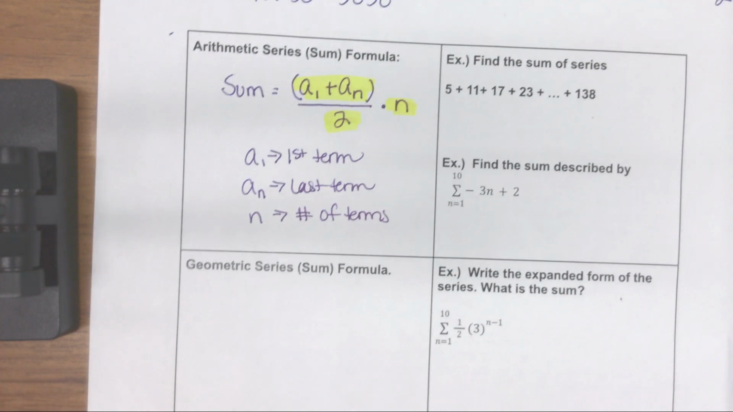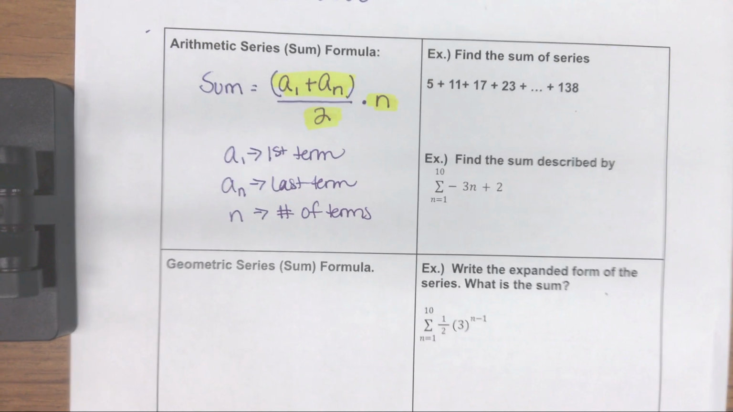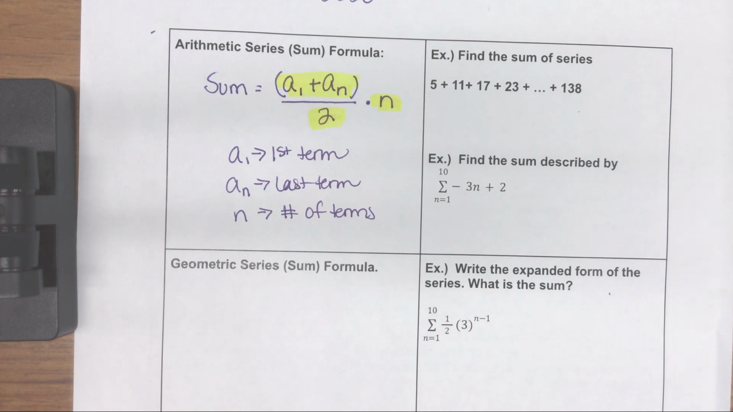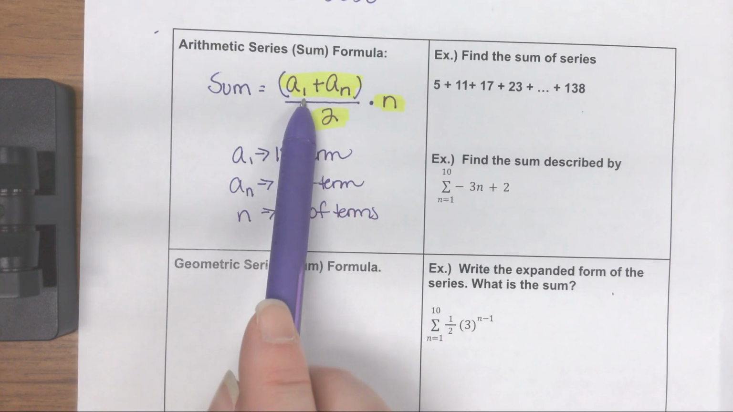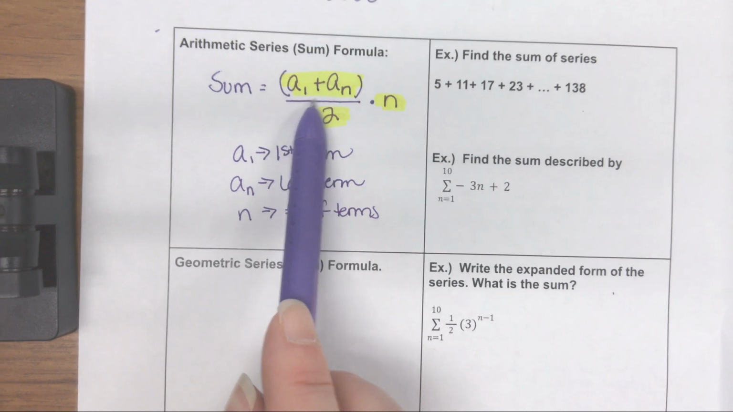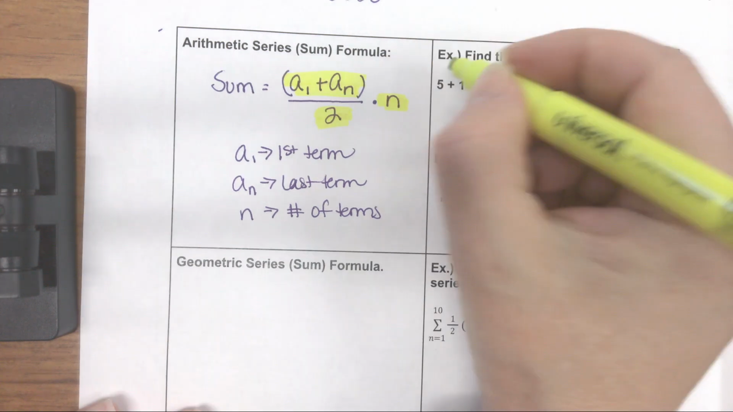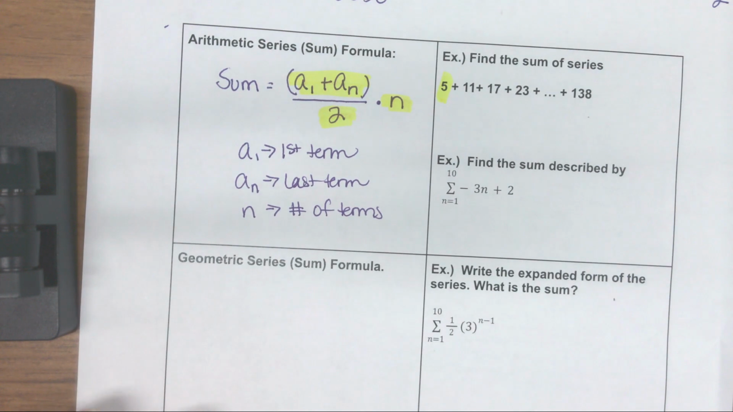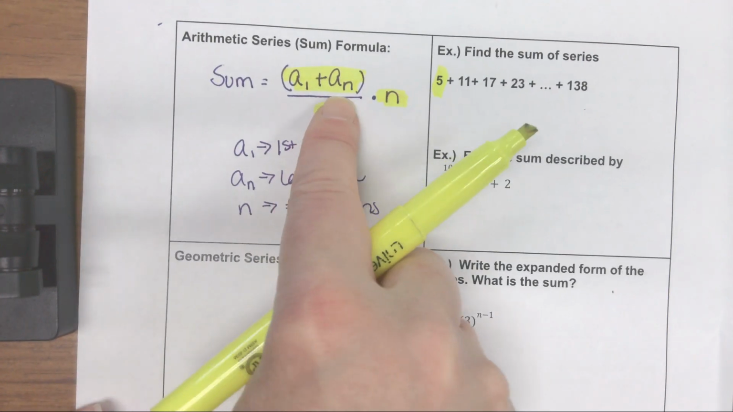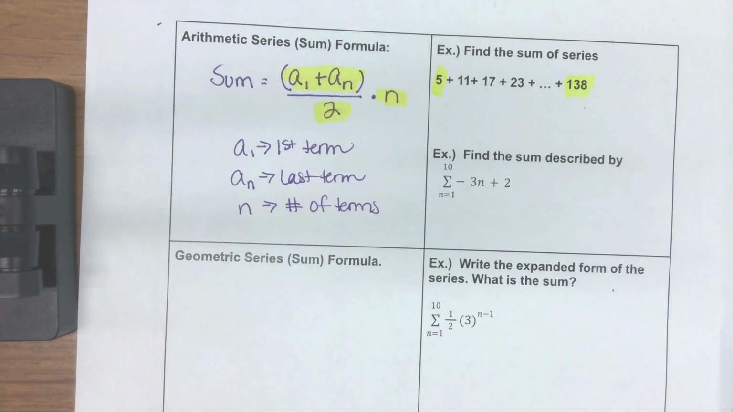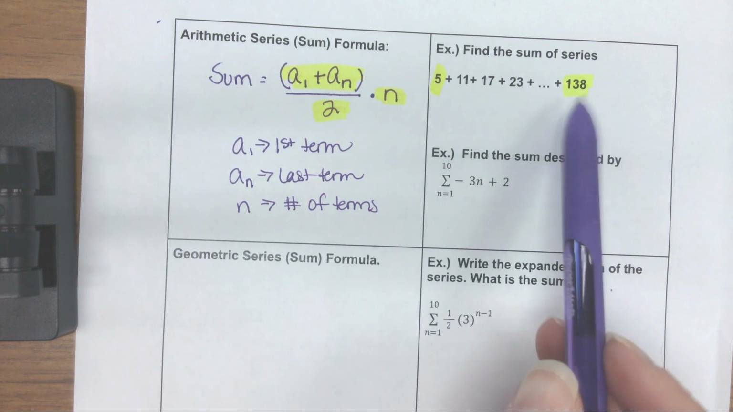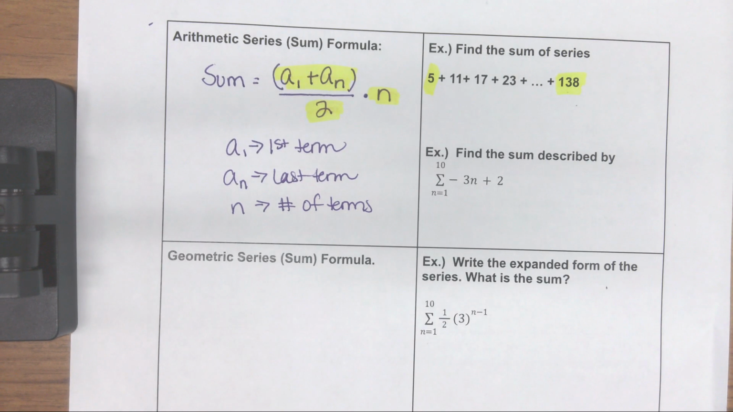All right, so let's try it. I am going to find the sum of the series, and the shortcut to doing that is this formula. So I need to know a sub 1. Do I know that yet? Yep, it's 5, right? Okay. Do I know the last term? Yep, cool. Now, the one thing I don't know is how many terms there are, but there's a way you can find that by plugging 138 into the explicit formula and solving for n.